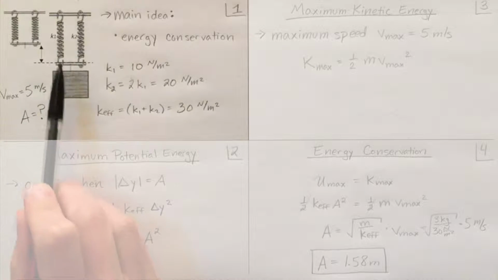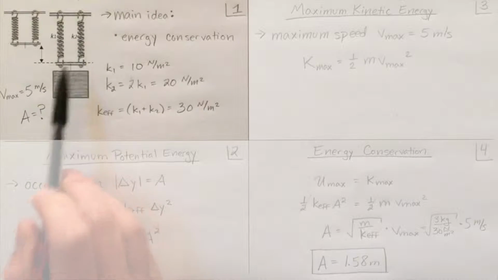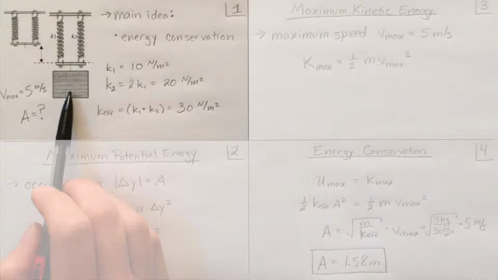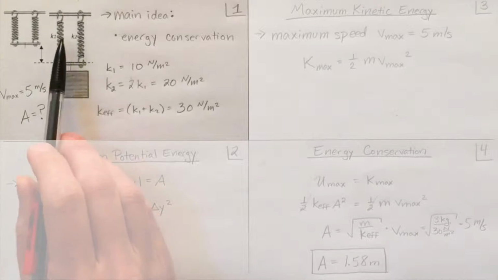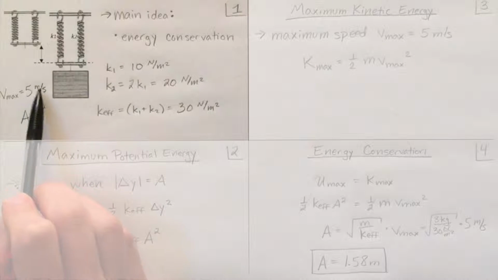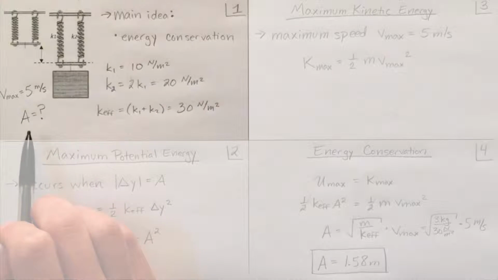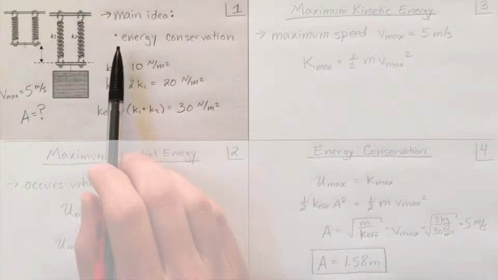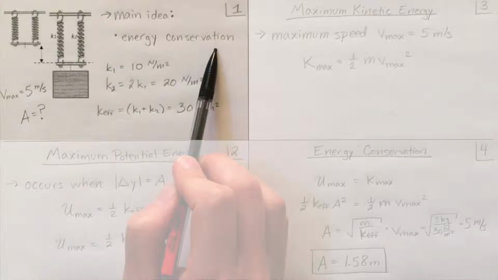In this problem, a mass connected to two springs, as shown here, is pulled some distance a from its equilibrium position and then released. The mass begins to oscillate back and forth, and it's noted that its maximum velocity is 5 meters per second. We were asked to find the amplitude of this oscillatory motion. In order to solve this, we're going to use energy conservation.